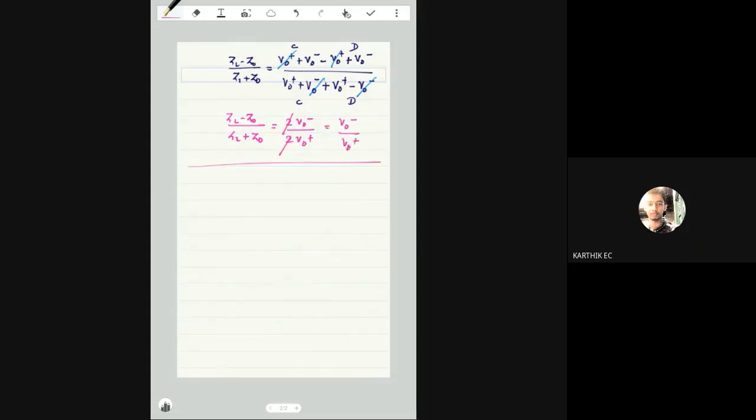Again, the transmission line is fond of constants, key parameters. So here I'm going to introduce one more key parameter, that is the reflection coefficient.